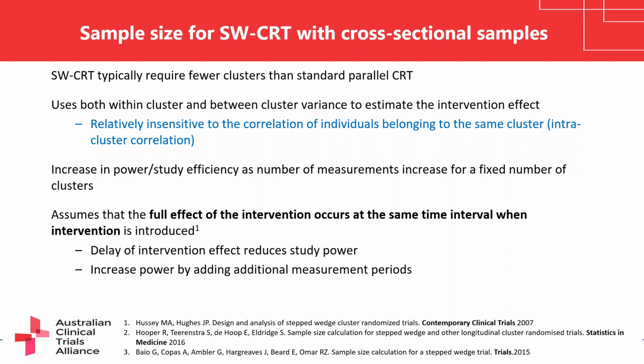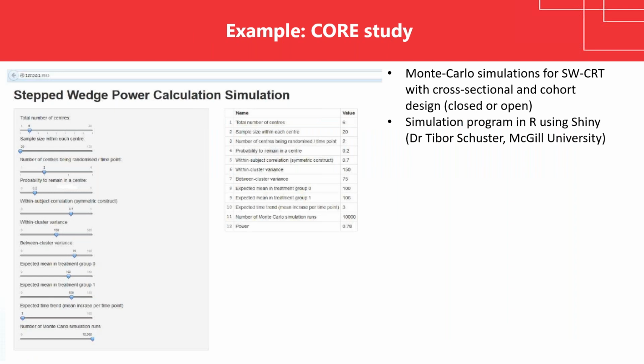The general sample size calculations also assume that the full effect of the intervention occurs at the same time intervals when the intervention is introduced. However, there can always be a delay in the intervention effect, and it reduces the study power. The way in which we can overcome that, again, is to introduce more measurement periods. So here I'll just briefly show you the core study. Because we used an open cohort, there weren't that many formulas for sample size calculations, so we used a simulation study to conduct power calculations.